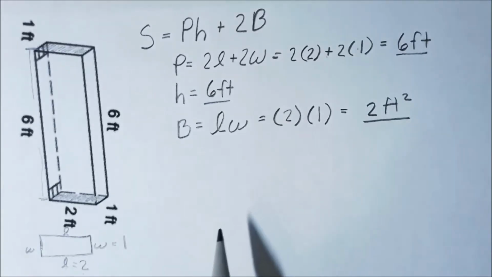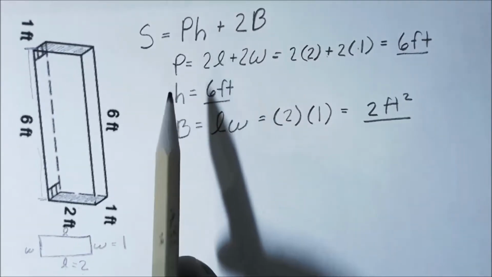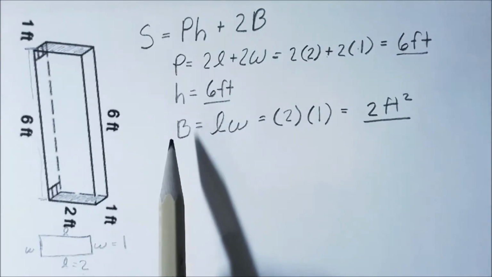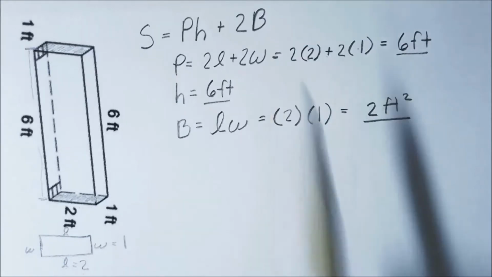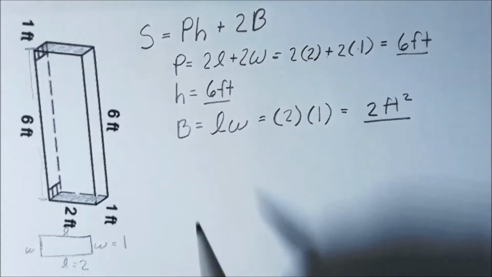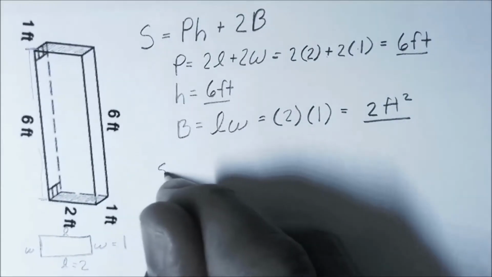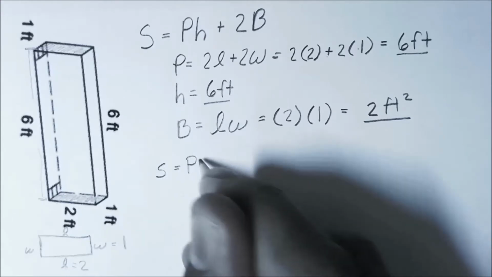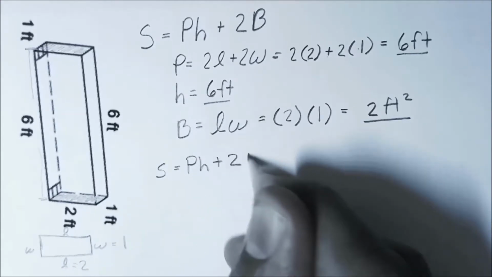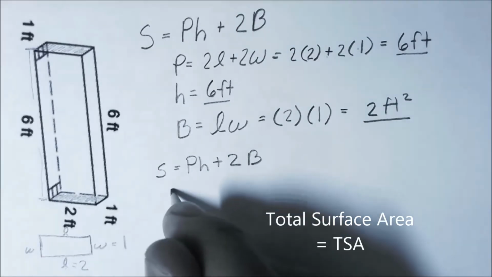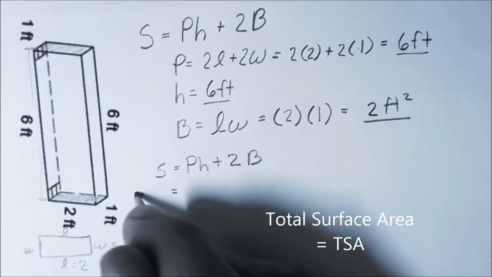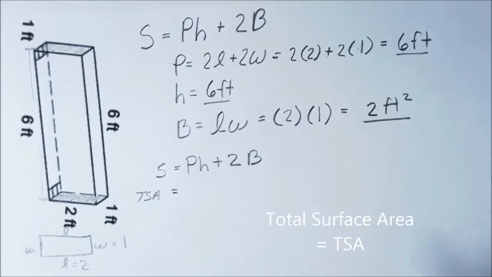Now notice we have all the numbers we need now for P, H, and B, so we can go ahead and plug this into our formula up here on top and get our total surface area. So if we are to do so, we end up with S is equal to pH plus 2B. That's going to give me my total surface area. I'm going to call that TSA. So I'll write that down here, TSA.